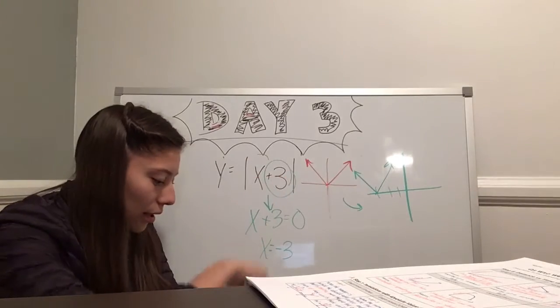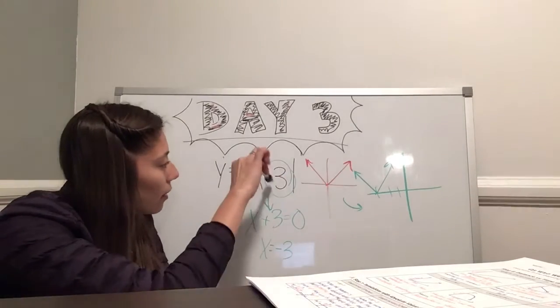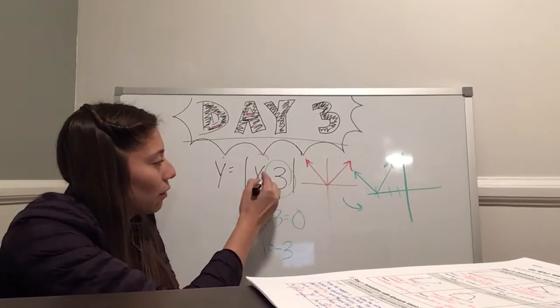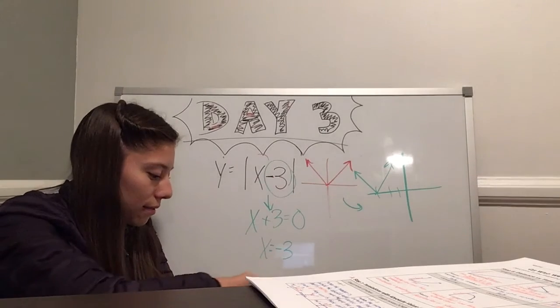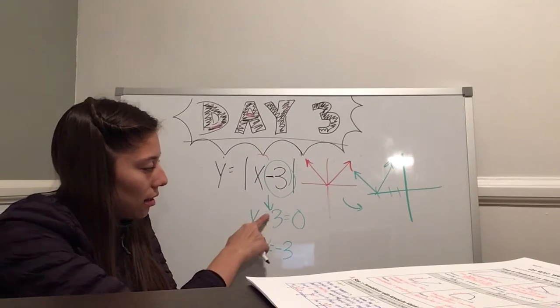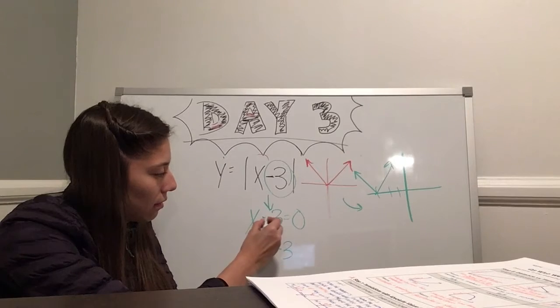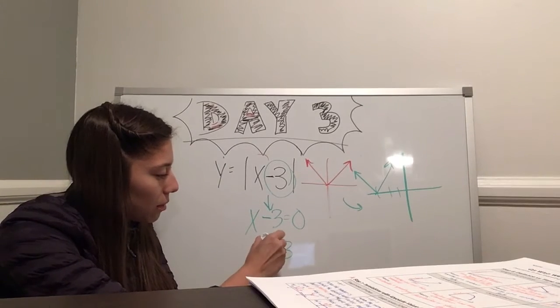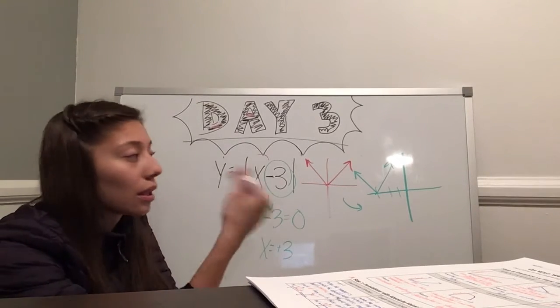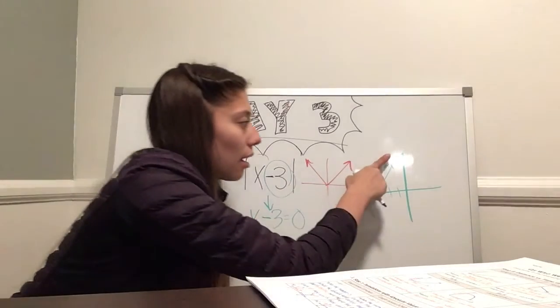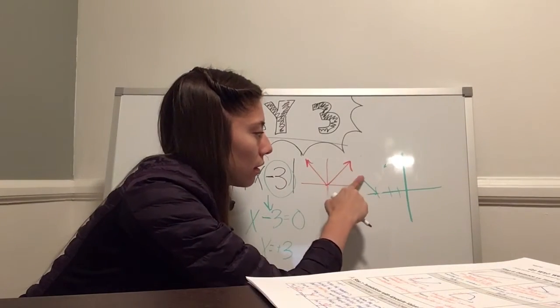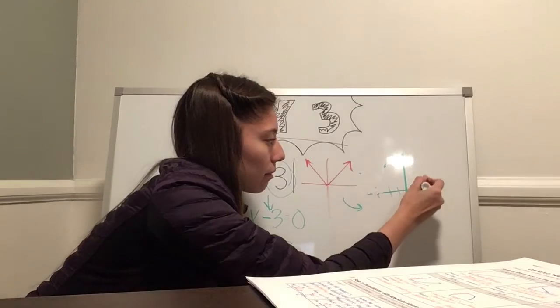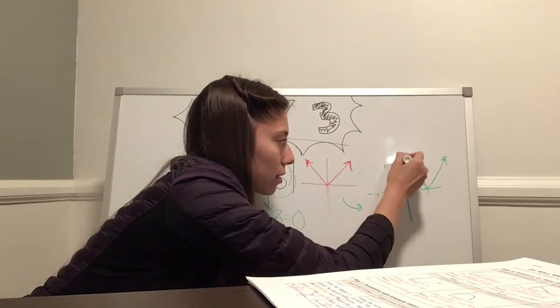So now if we look at our last one, and if we change this to a negative, and this turns into a negative, that means this becomes positive. So instead of moving it to the left 3 units, now we are moving it to the right 3 units.